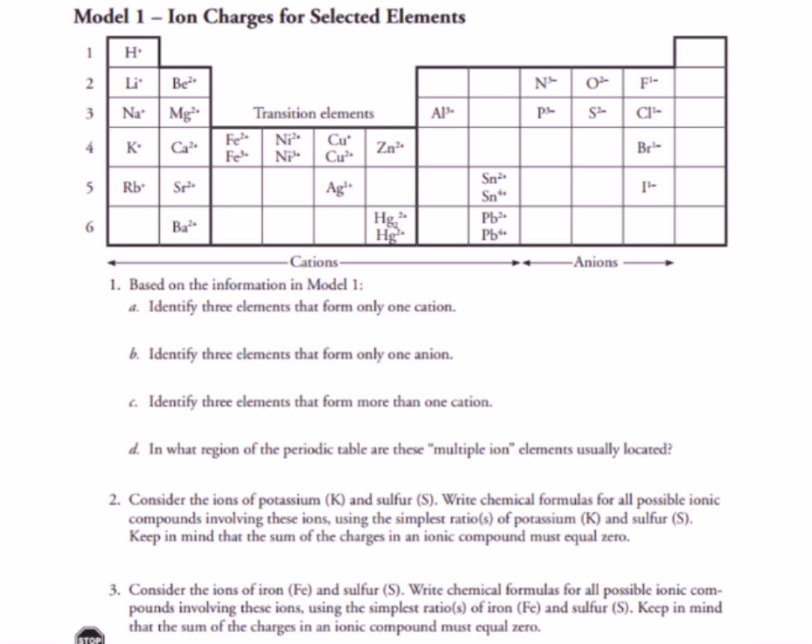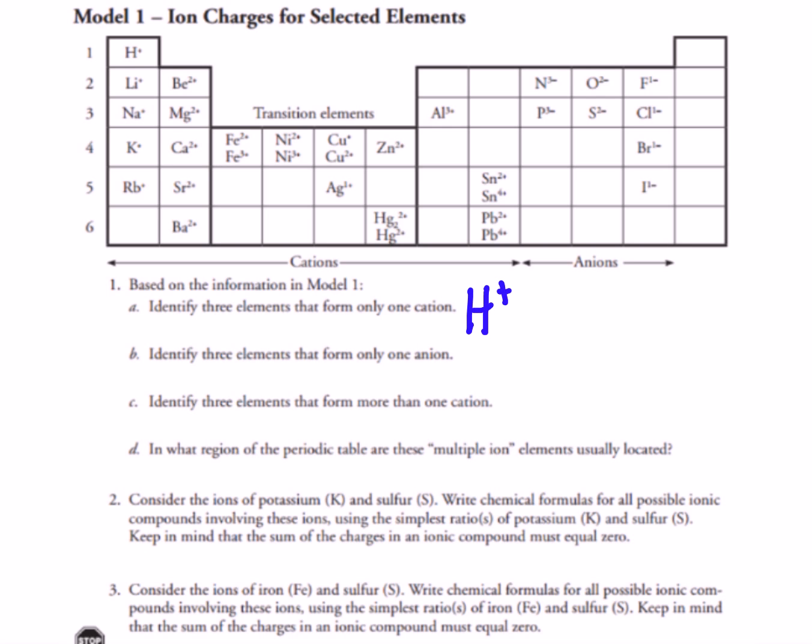So, within this model here, we've got a periodic table with some of the elements, not all of them, and they've got charges. So identify 3 elements that form only one cation. First off, what's a cation? It's a positive ion, guys. So any of them that are positive but only form one cation. What's one that forms one positive charge?